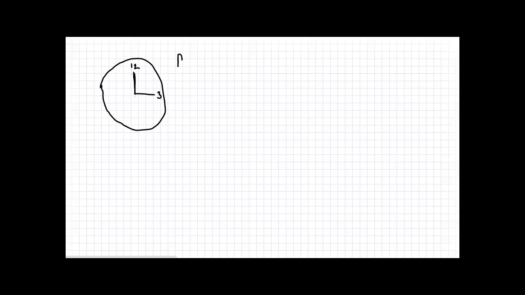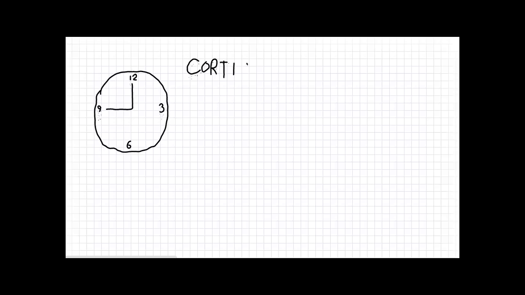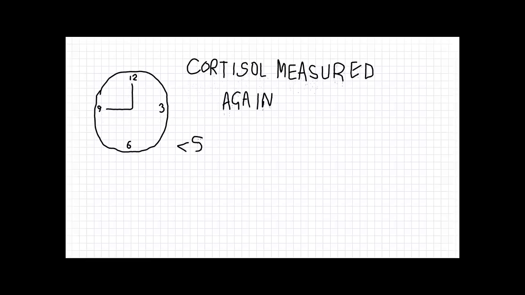Diagnosis. Diagnosis is carried out with a synacthin ACTH stimulation test. Synacthin is an ACTH analogue. In the short test, baseline blood cortisol levels are measured, which should be above 170 nanomoles per litre, followed by 250 micrograms of synacthin. 30 minutes later, cortisol is measured again, and in normal individuals, this should rise to over 580 nanomoles per litre.